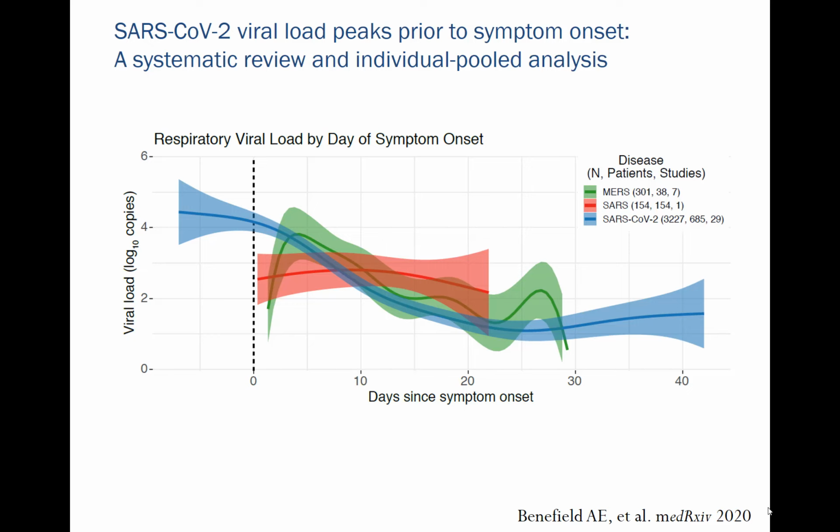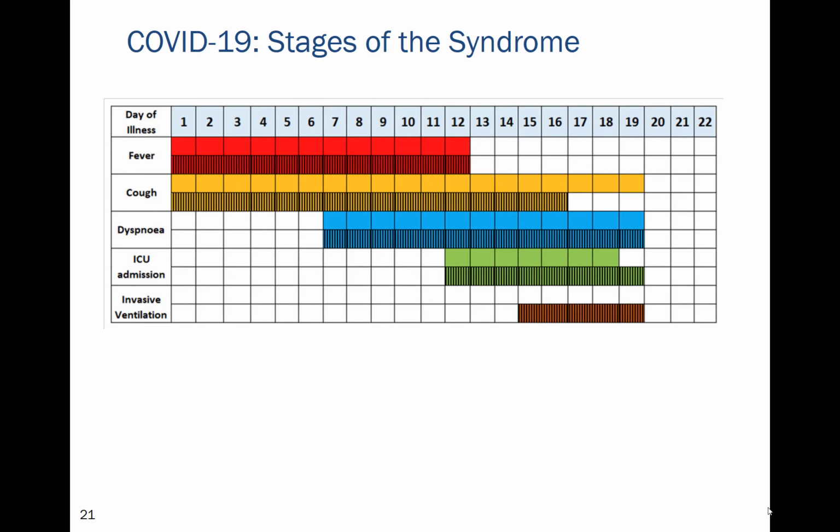So patients with SARS-CoV-2 have a very high viral load, and unlike SARS, in which the viral load increases after onset of symptoms, with SARS-CoV-2 it's highest before the onset of symptoms. And this is why this is such an infectious disease.